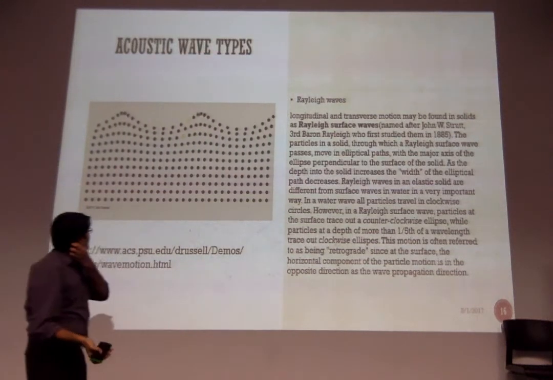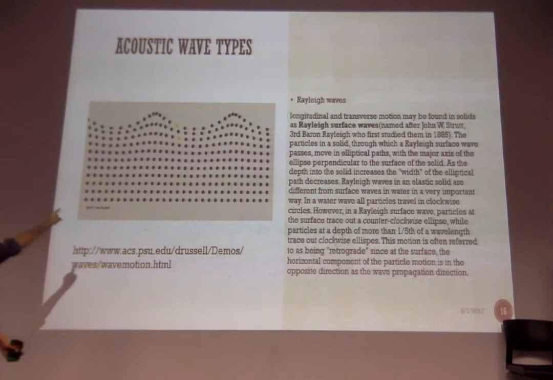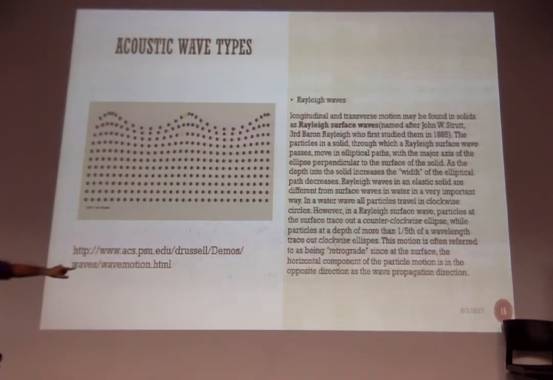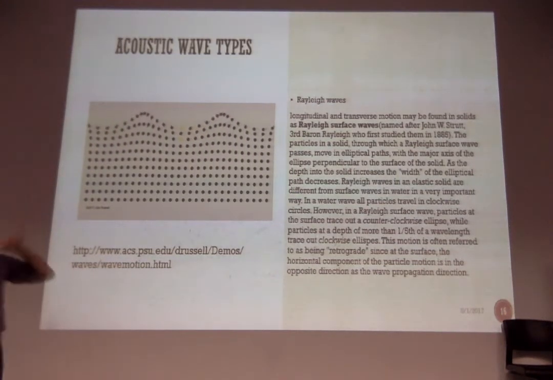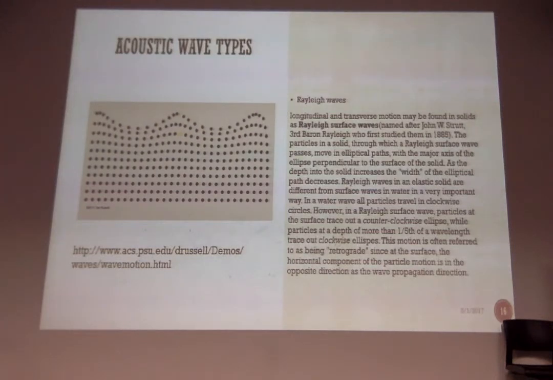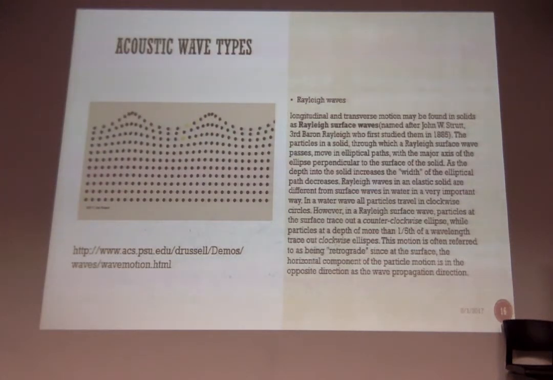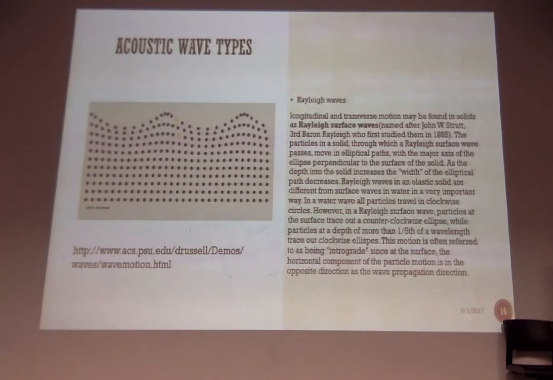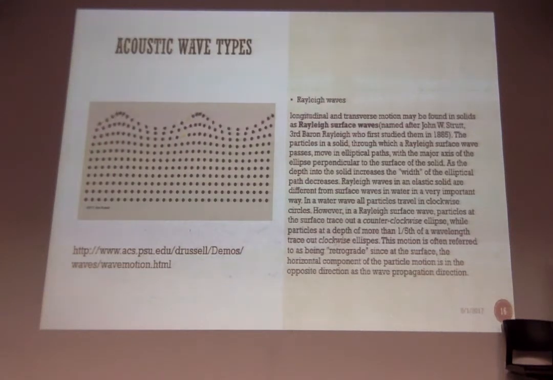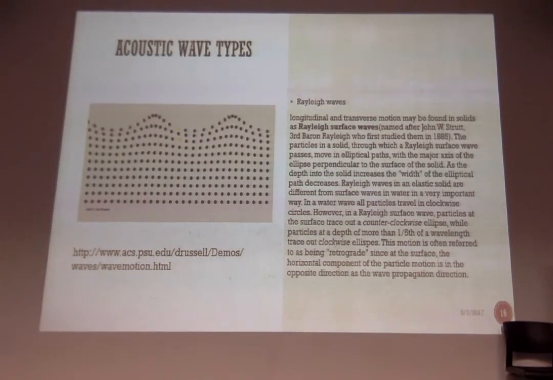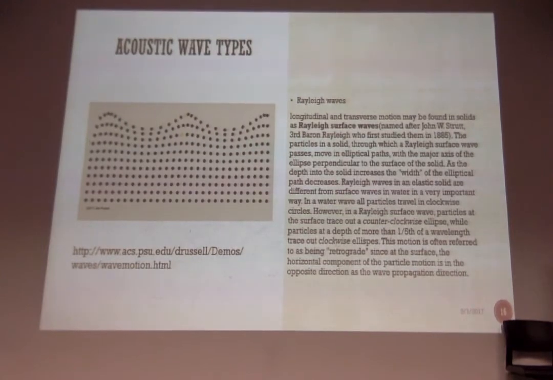The interesting thing you can notice is that the yellow circle is moving in an elliptical path. This is a typical characteristic of a Rayleigh wave. The person who discovered this actually got a Nobel Prize, and this became a very important type of acoustic wave for designing sensors.